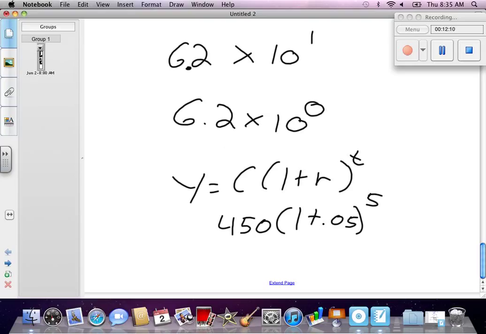Then all I'm going to do is put this in my calculator exactly like that. And I'm going to get $574.33. Okay. You might want to write down C equals the start of your money, R equals rate, and T equals time. Put it on your cheat sheet. All right. C equals the money that you start with. All right, guys.